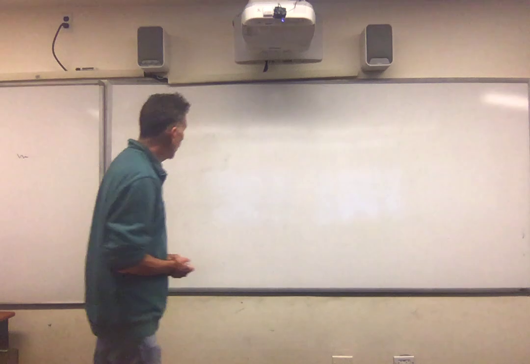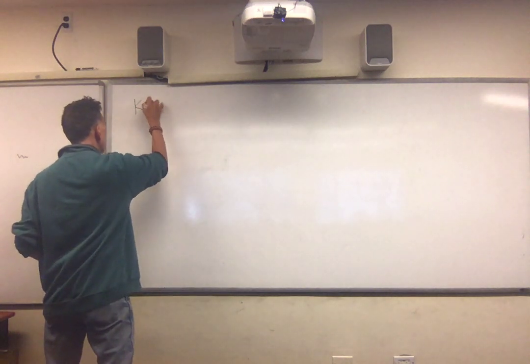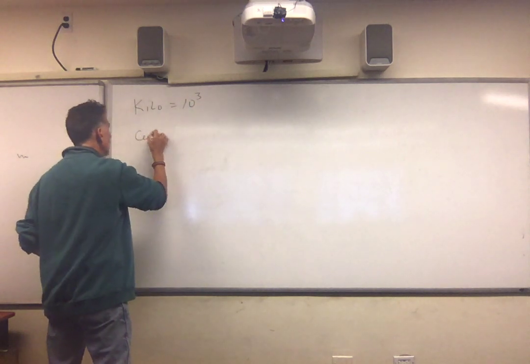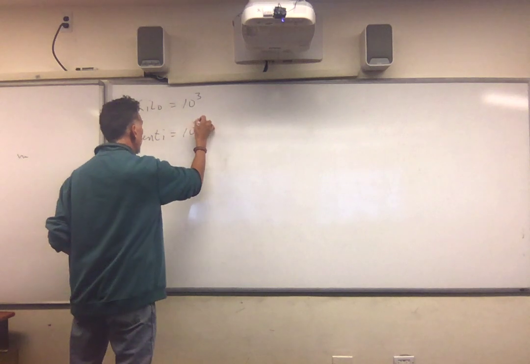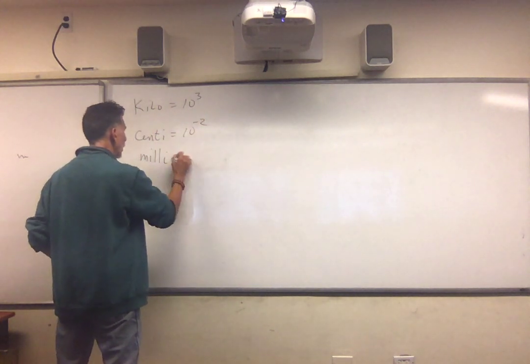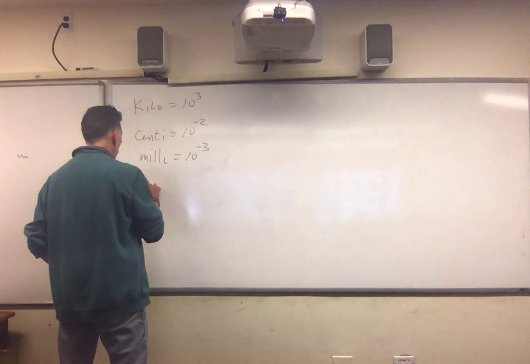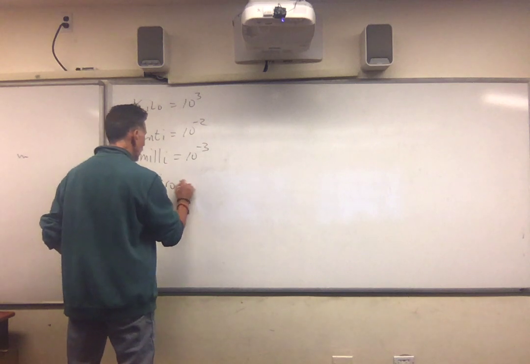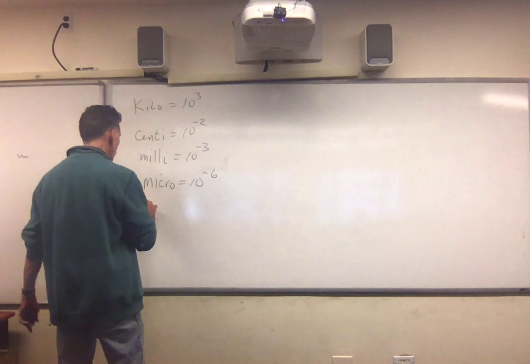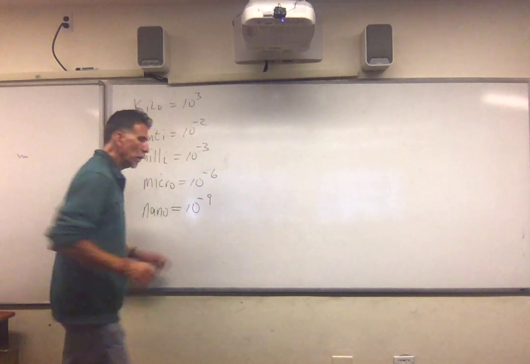So let's review. If you remember, we spoke about prefixes. Kilo, 10 to the third, thousand. Centi, 10 to the minus 2, hundredths, right? Milli, 10 to the minus 3, thousandth. Micro, 10 to the minus 6, that's millionth. And then we did nano, 10 to the minus 9, billionth.